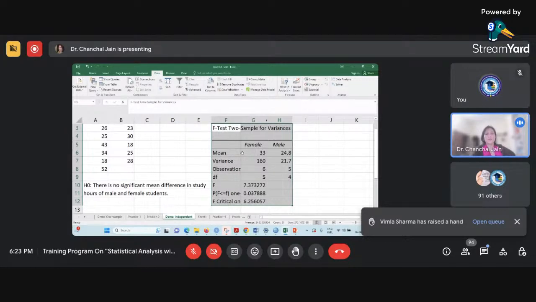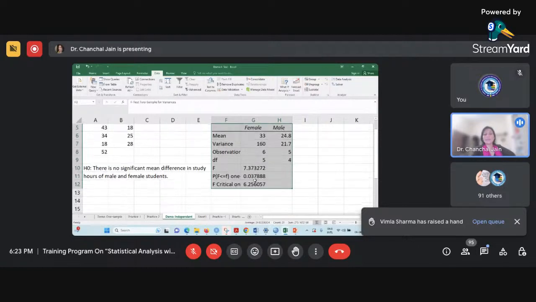You can find here the mean study hours for male and female both. The variances in the study hours for female and male are given here. We have 6 observations for female and 5 observations for male, and the degrees of freedom for the two groups are 5 and 4. Next, it gives us the F value. This is the F calculated value, and this is the F critical value.